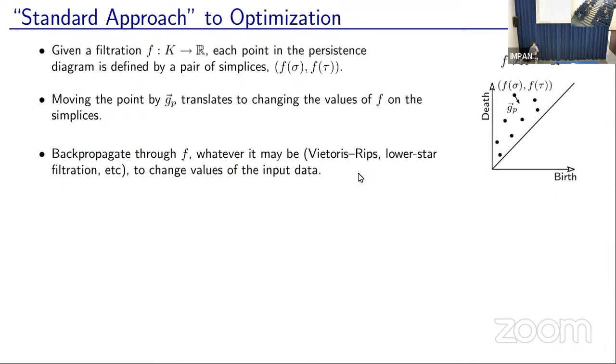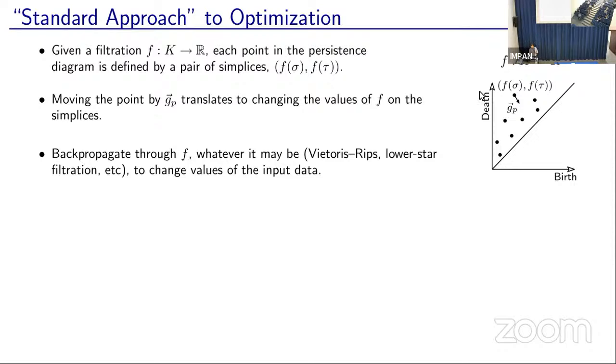Okay, so the way that people approach optimization is the standard approach: if you are given some simplicial complex K and you're given a function f on it, then every point in the persistence diagram, just from how the algorithms are defined, really comes from a pair of simplices, right? Persistence really tells you that a class created by simplex sigma is killed by simplex tau. And so in the persistence diagram, if you have a point, it really means that it's f of sigma comma f of tau. And so if your loss tells you that this point needs to move by some gradient GP, well, then this really just means that the values of f sigma and f tau need to be modified by the coordinates of this vector.